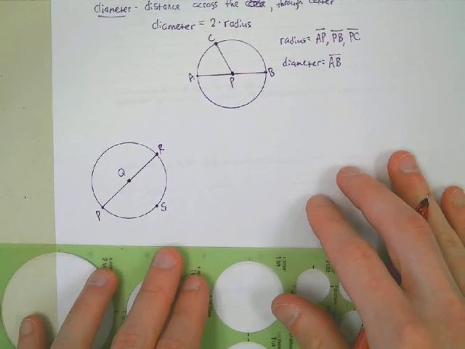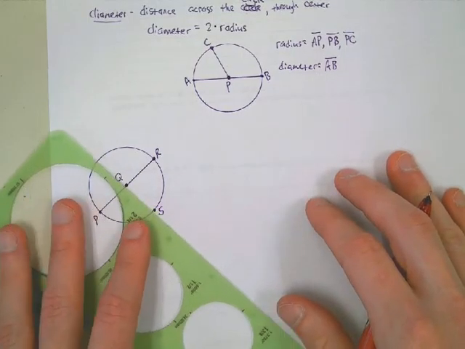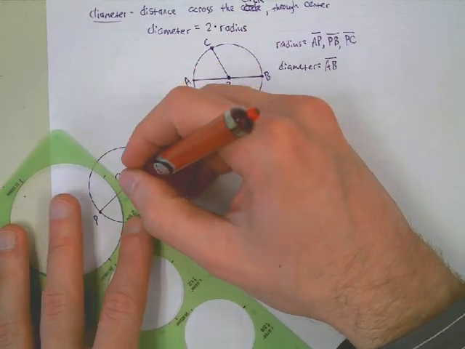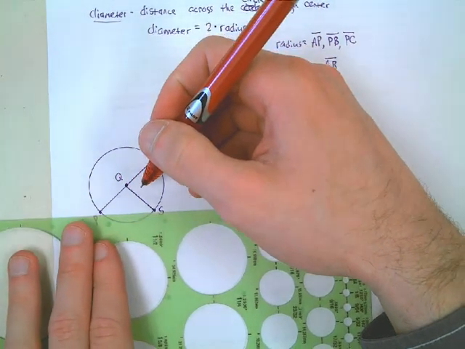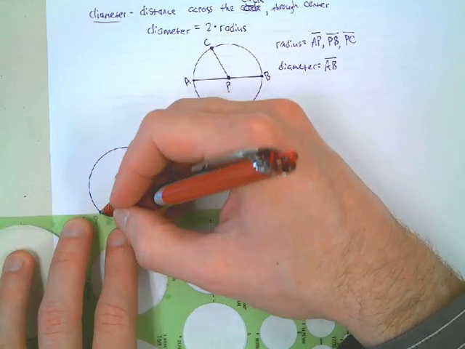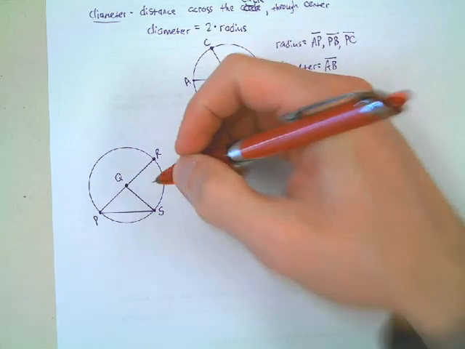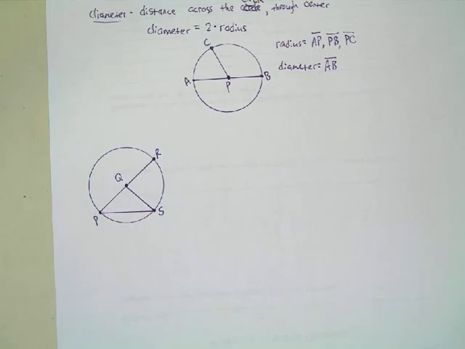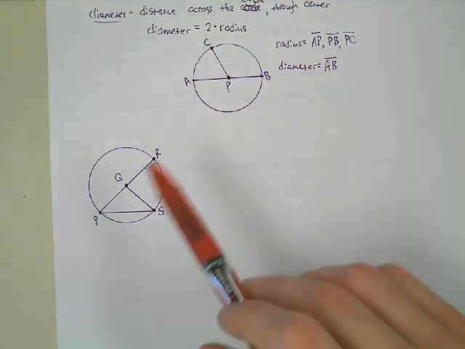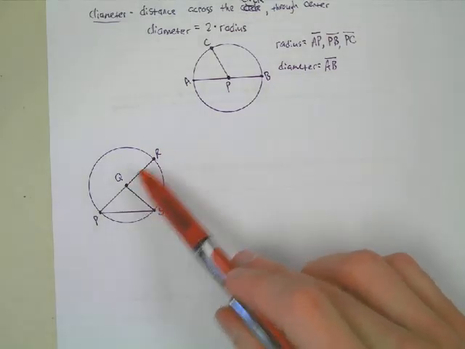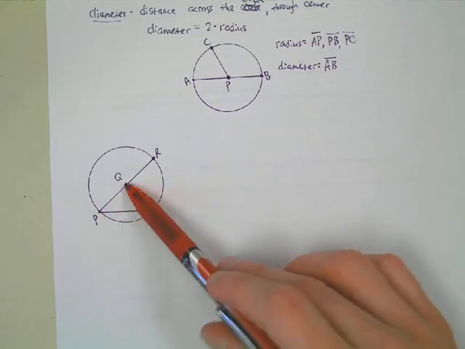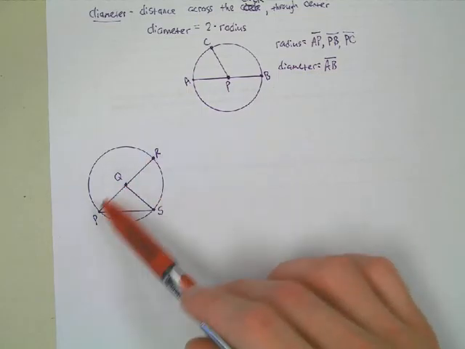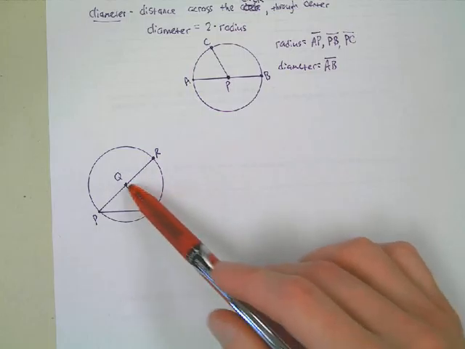Okay. I'm going to connect these two. All right, so now this is a little bit different. Some of these things we've seen already. For example, QR, what could we call that? Radius. What about PQ? What could we call that? Radius. What about PR? You could call that what? Diameter. QS, what could we call that? Radius. And PS, what could we call that?